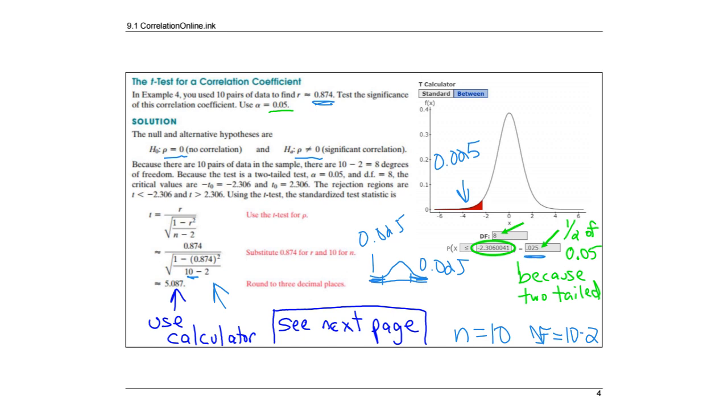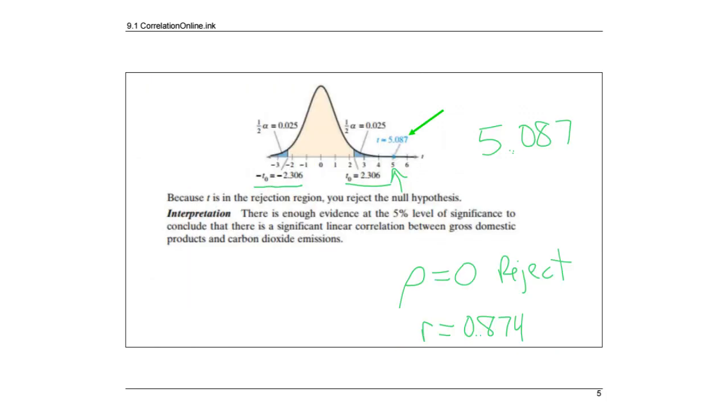And then I put in my 2.5% on that side, and I get a critical value of negative 2.306. Now remember, because this is a two-tailed test, if it's negative 2.306 on this side, then it's going to be positive 2.306 on this side, right? This is all just like we were doing in chapter 7. Nothing has changed. All right, so let's take a look here.